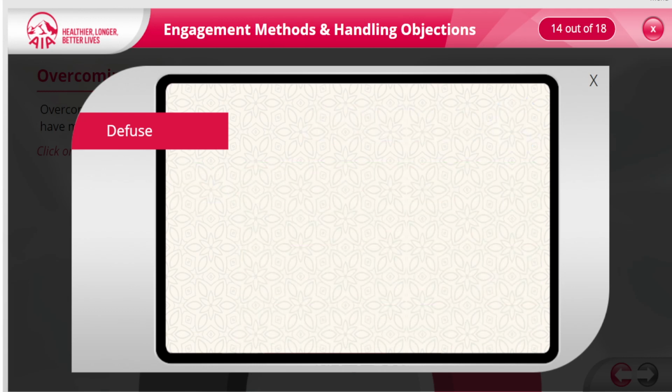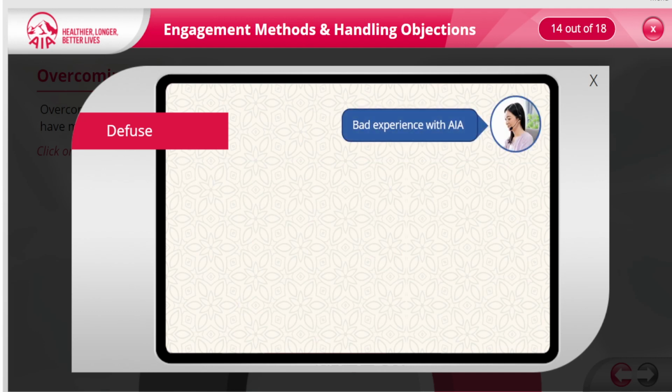A challenging objection to manage is if the customer states he had a bad experience with AIA. Here's an example to handle this situation.